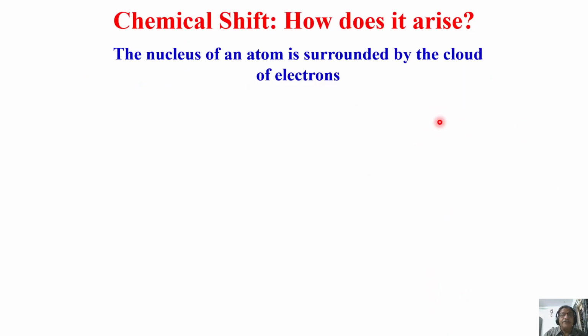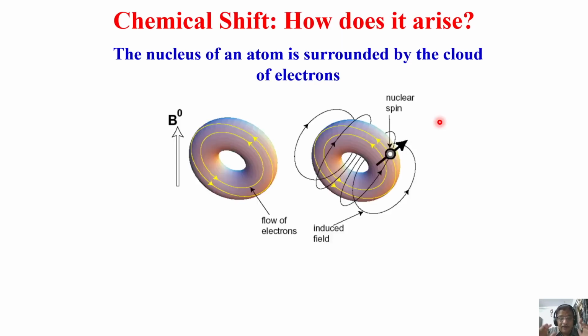And of course, there is a quadrupolar coupling with spin greater than half. I will not discuss this. Now we will worry about chemical shift. How does it arise and what is going to happen? We'll discuss this in the next class.